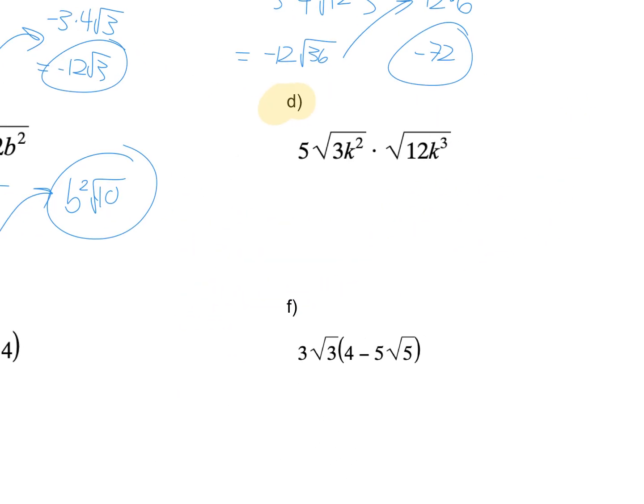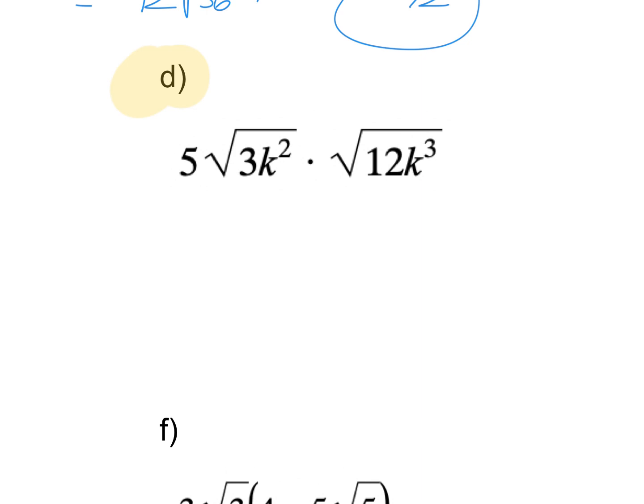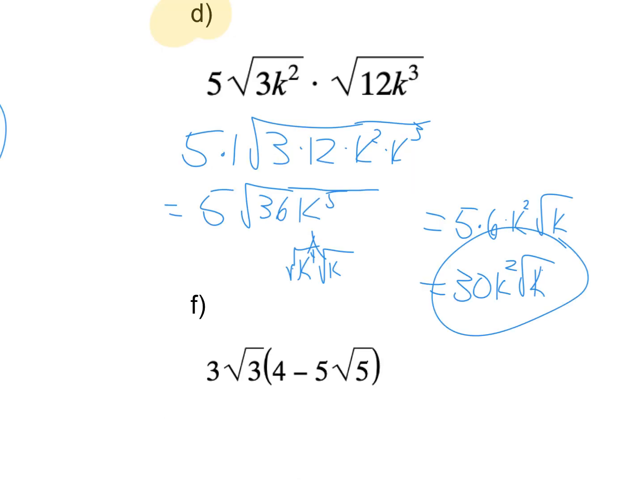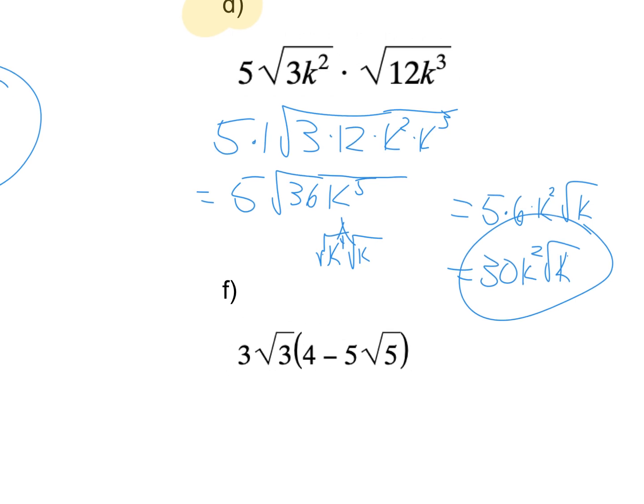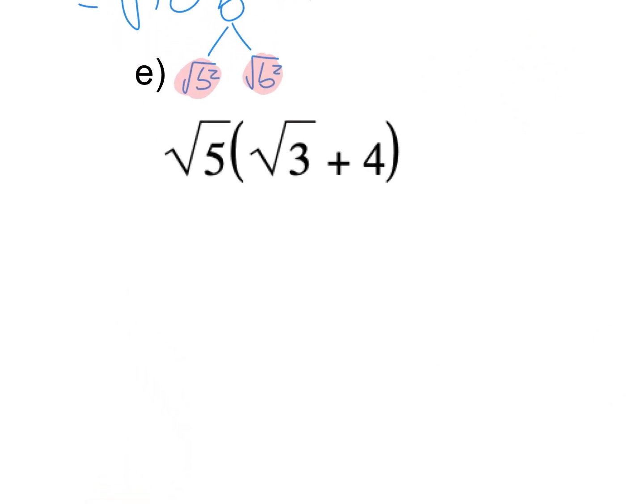All right, go ahead and pause the video on problem D. I want you to try this one. Once you think you have it, click unpause and see if your answer matches up. All right, after simplifying, I got 30k squared times the square root of k. So if you got a different answer, go ahead and check your work alongside that and see if you made a mistake somewhere.